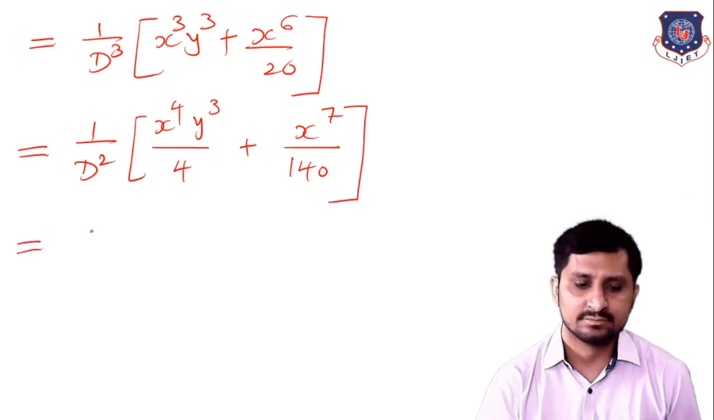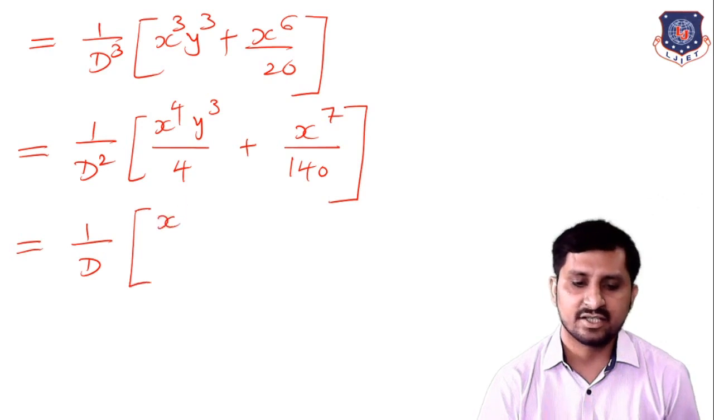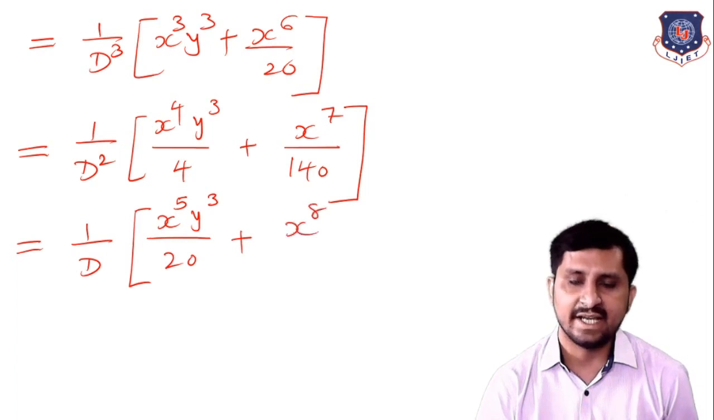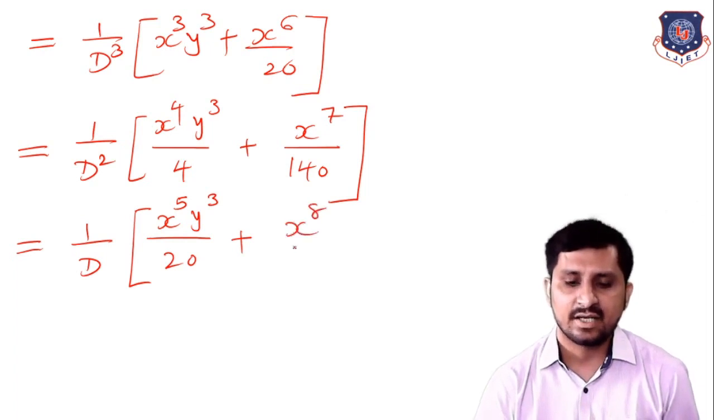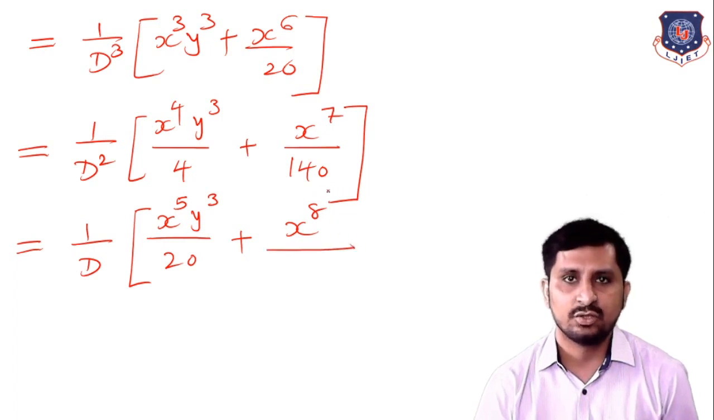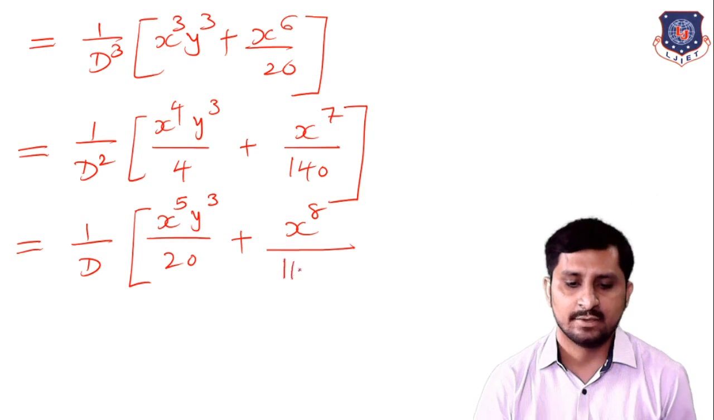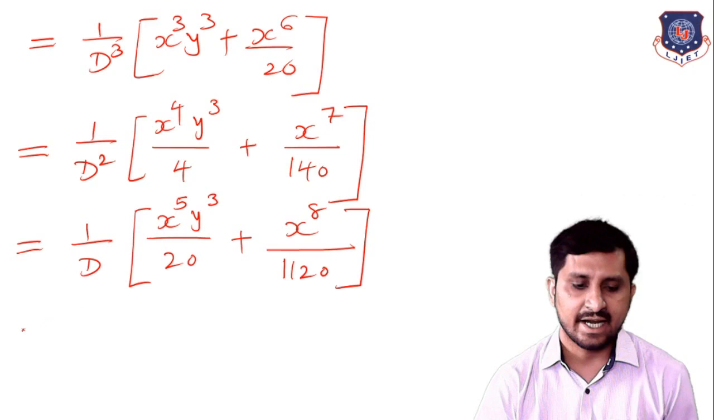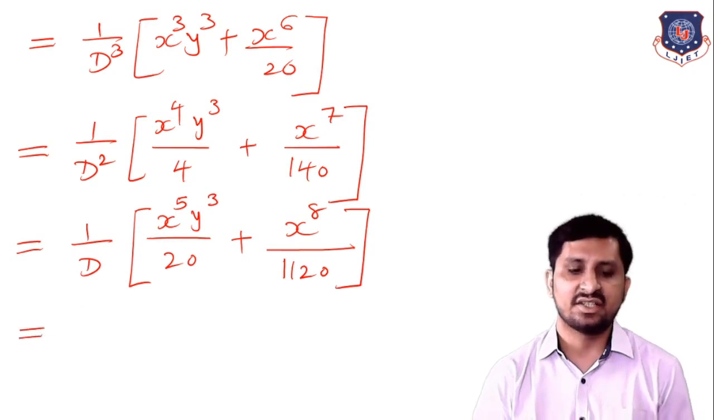Now again 1 upon D, integration of x raised to 4, so that is x raised to 5 by 5, so x raised to 5 y cube upon 5 into 4, so that is 20, plus x raised to 8 divided by 8, but in the denominator already we have 140, so 140 into 8, 1120. Now again integration, final integration with respect to x.